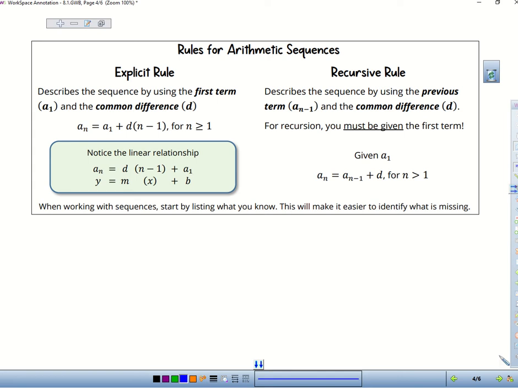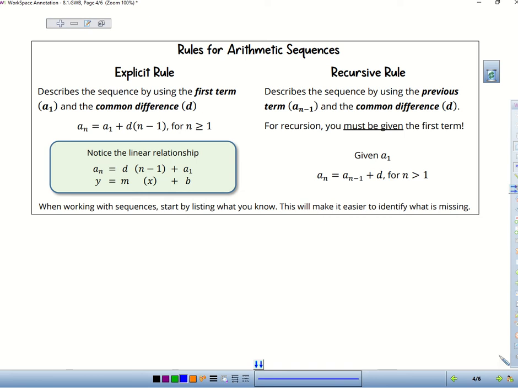The reason for using an explicit rule is, say I give you 3 terms of a sequence, or 4 terms, and I want you to find the 110th term. Now you could just keep going and either adding 3 or whatever your common difference is over and over again, but that's going to take a really long time, right? So that's when we use an explicit formula. It gives us right to the single term that we're looking for without doing all that math.